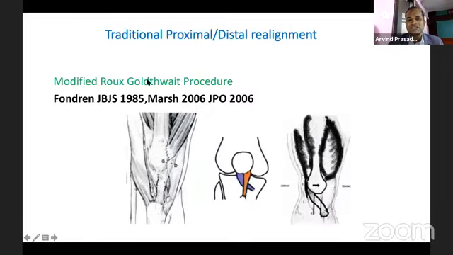So traditionally, lots of proximal realignment and distal realignment procedures have been described, in which the favored one is the modified Roux-Goldthwait procedure, in which the lateral half of the patellar tendon is released and sutured on the medial side. So this prevents the lateral subluxation of the patella, and the VMO advancement is also done.